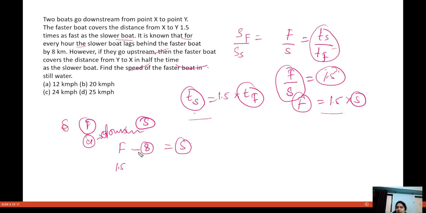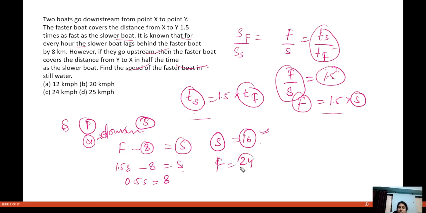So 1.5 times (S minus 8) is equal to S. So you get 0.5 times S is equal to 8. So that means the speed of the slower boat is equal to 16, because this is S. So the speed of the faster boat is going to be 24. Now let us tally this answer with this one.